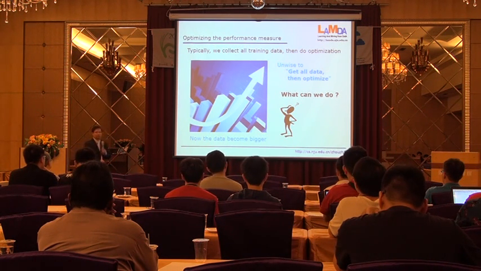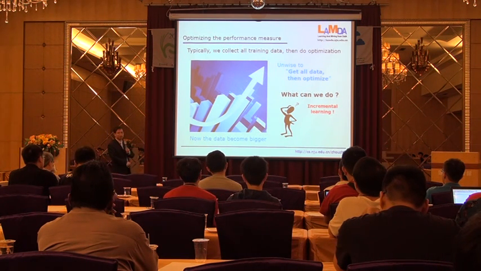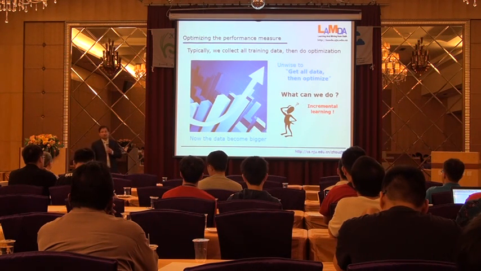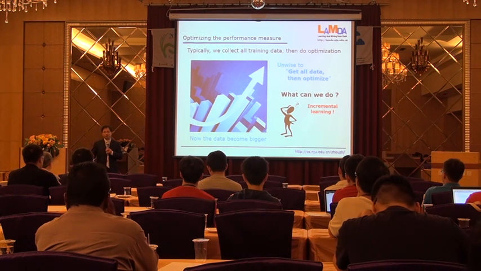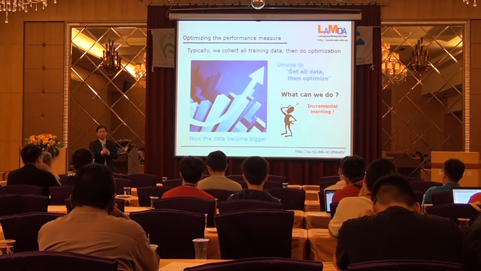Then what can we do? So the answer is very simple. We just try to do incremental learning. By incremental learning, we mean that at first, you have some data, and then you use the data to train a model. Then the model can be used. Then you can receive some new data. But when you receive new data, you do not need to collect all the data and then retrain the model. You only need to use the new data to adjust the existing model. Then the model can become better. So this is incremental learning.